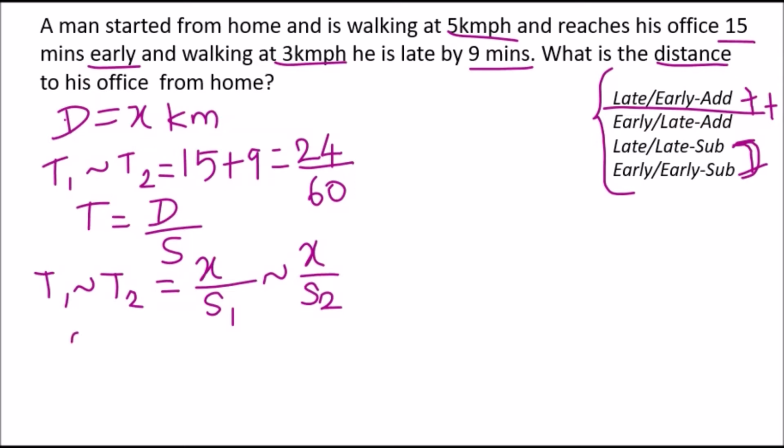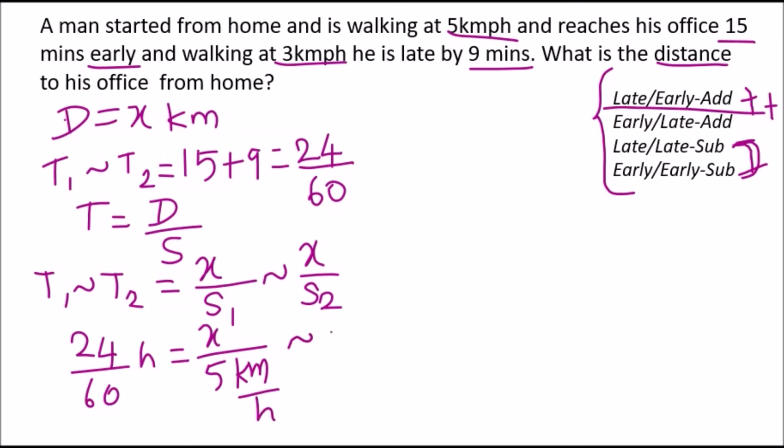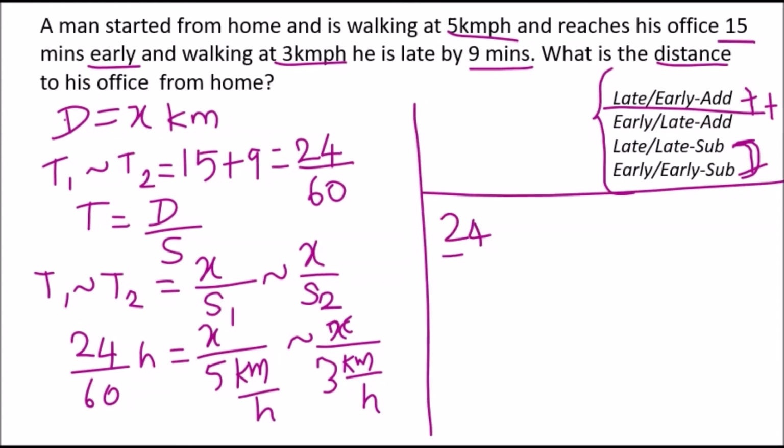So the time difference is 24 divided by 60 hours, which is equal to x by speed 1, which is 5 km per hour, minus x by 3 km per hour. 24 by 60 is equal to x by, if you take the LCM of both of these, I am getting 15. So 24 by 60 equals x by 5 minus x by 3.